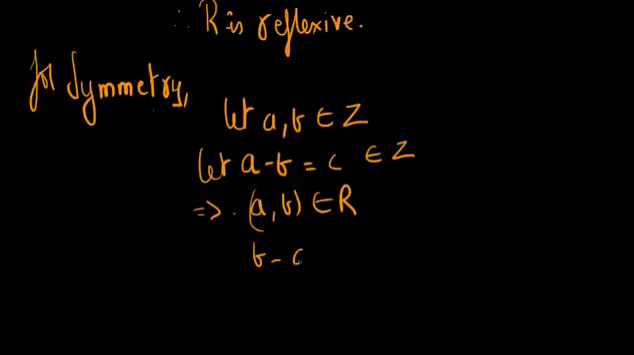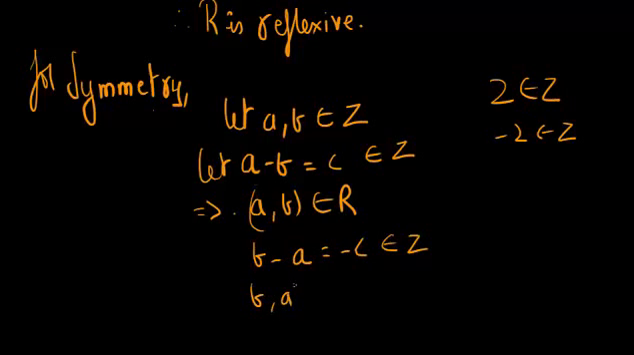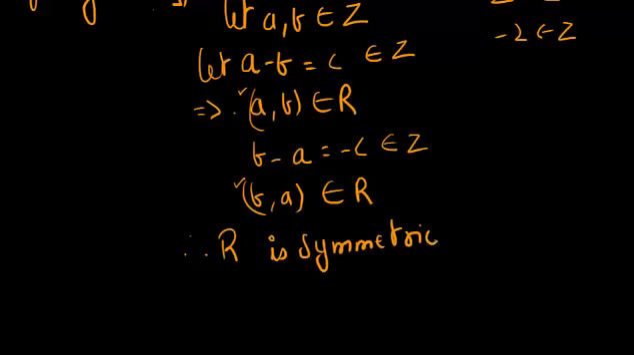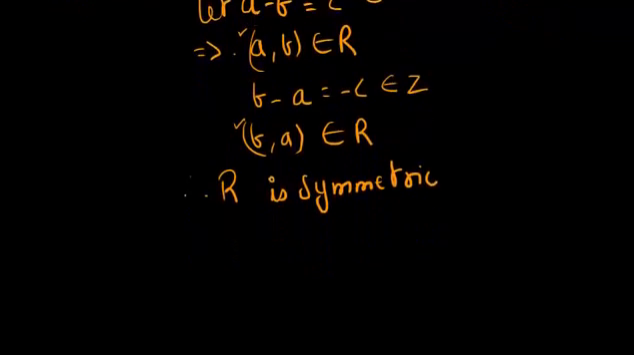I'm now going to write it as B minus A is equal to minus C, isn't it? If 2 belongs to integers, then certainly minus 2 also belongs to integers. So that's what this means. So this also belongs to integer. So A minus B and B minus A both belong to integer, which means B, A belongs to R, isn't it? So I've gone ahead and now proved that A, B belongs to R, keeping that condition to be true, B, A also belongs to R. That is also true. Therefore, R is symmetric. You see that? I had to generalize it.